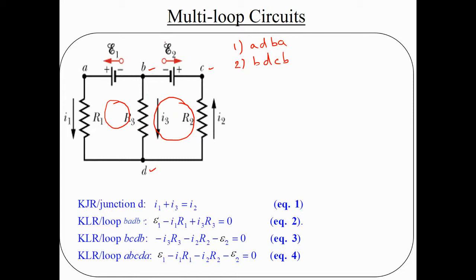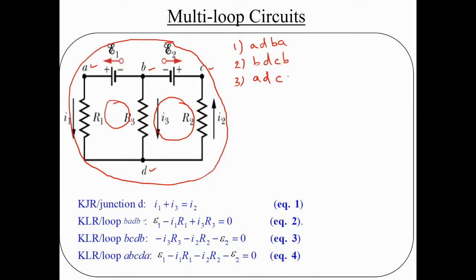What is my third loop? The third loop is the entire loop. Just give me the name. Let's start from here: A, D, C, B, and A. Am I right? Yes. So for each loop, you can frame the equation. Am I right? Yes, yes, doctor.